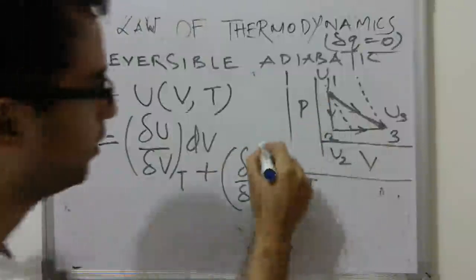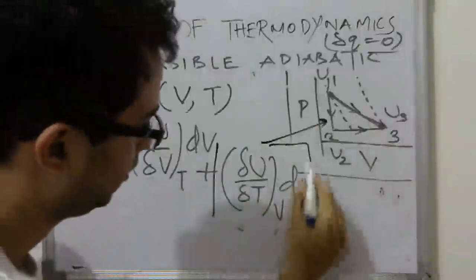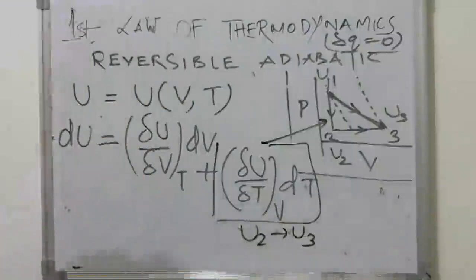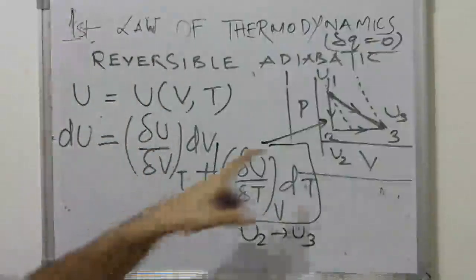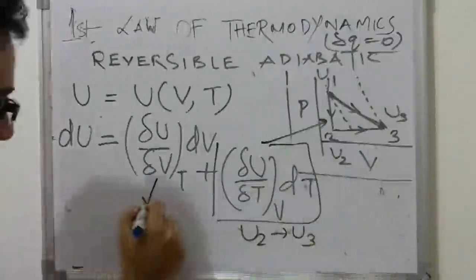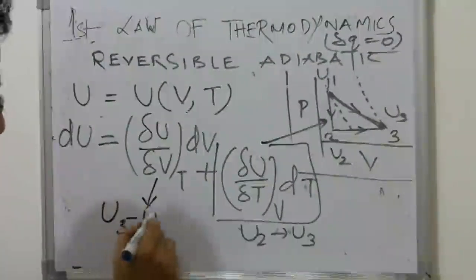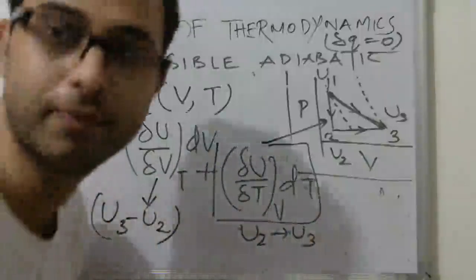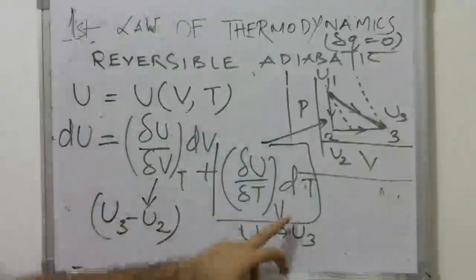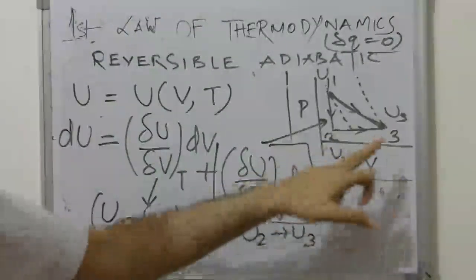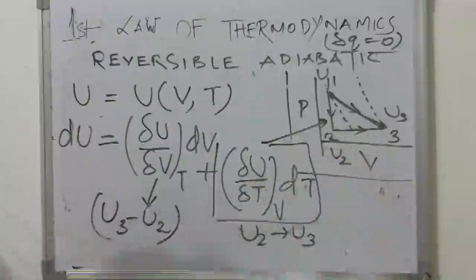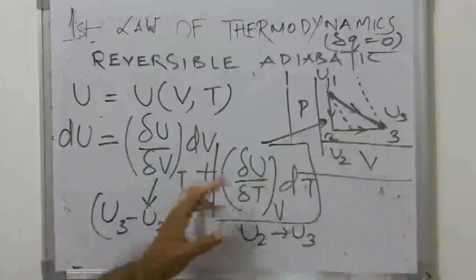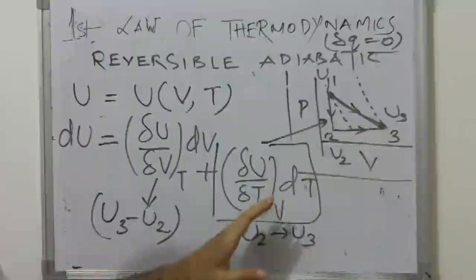So for this path, this takes care of your U2 minus U3, change in internal energy, and this takes care of this path where you have U3 minus U2. Do you understand now why you have written in this form? So del U del T at constant volume dT is U23. Here is the internal energy change at a constant volume.